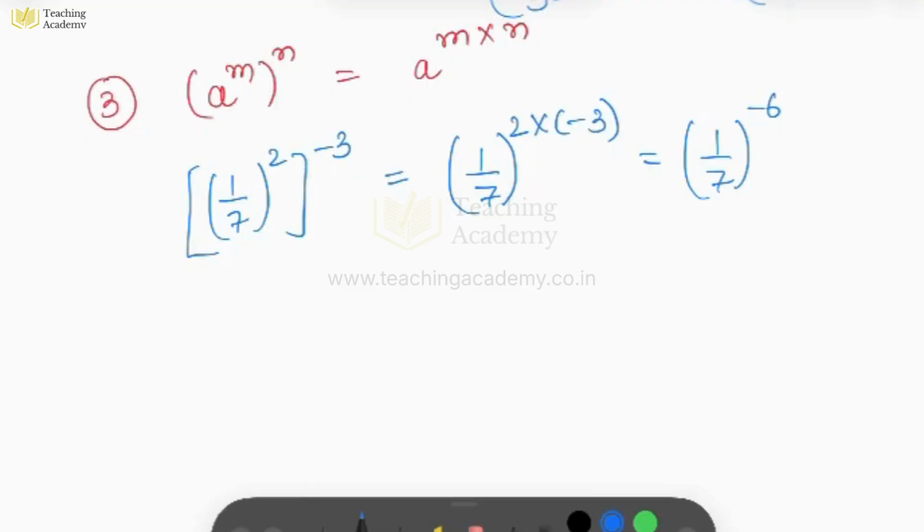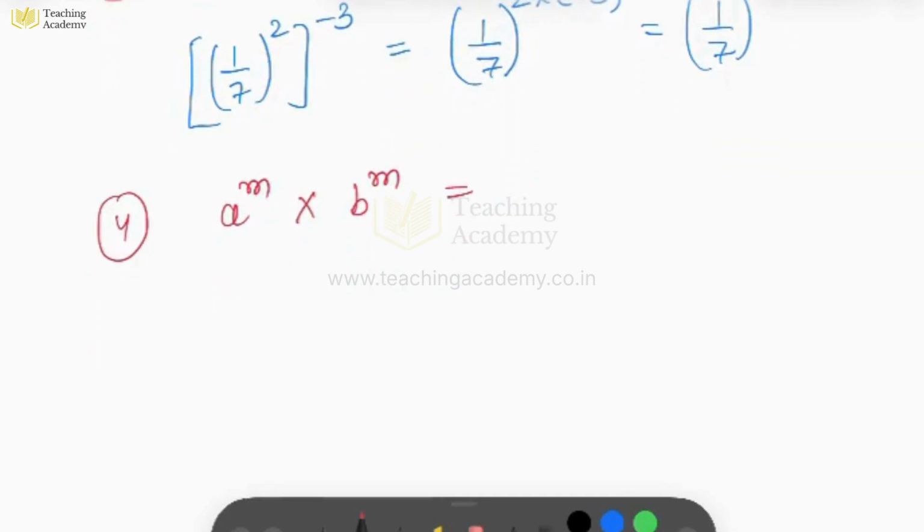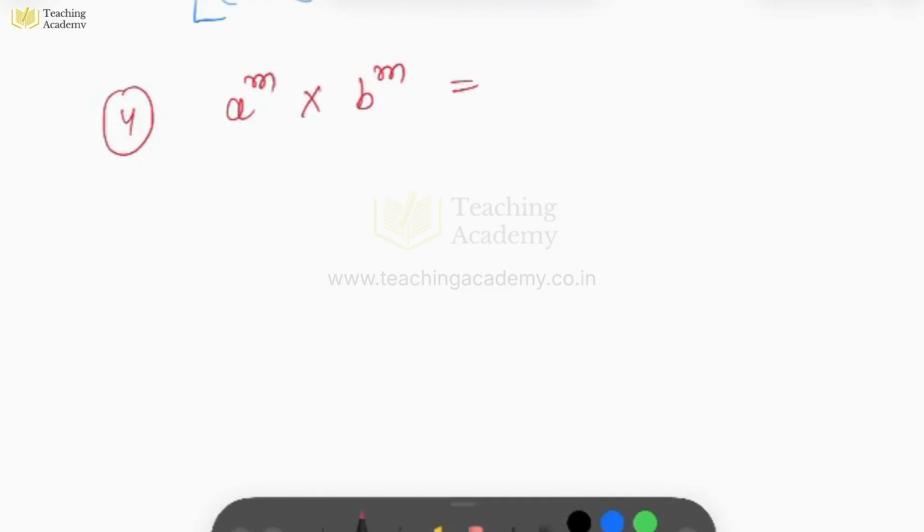I hope this is also clear. Fourth rule says when you have a to the power m and b to the power m, you can see here that the bases are different this time, but the powers are the same, right? So we'll multiply the bases and make a common power here.